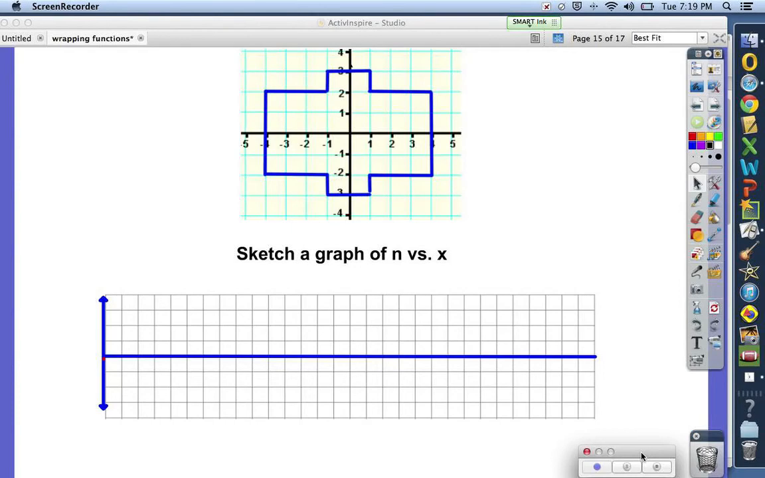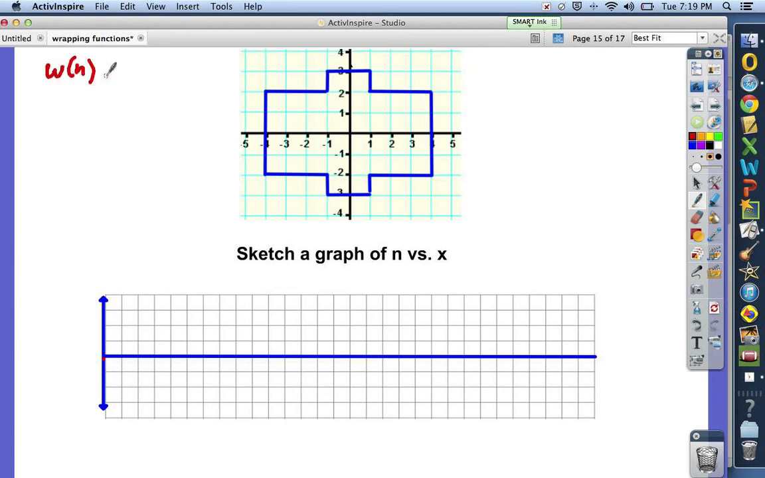Wrapping functions 3, where we're going to take an object, wrap it, and sketch a graph of n versus x. So remember, in a wrapping function, we're going to take a wrap of length n, and it's going to give us the coordinates x, y. So a wrap of 0 for my n is going to bring me to the point right here, 4, 0. So on my graph, I'm going to plot n, which is 0.